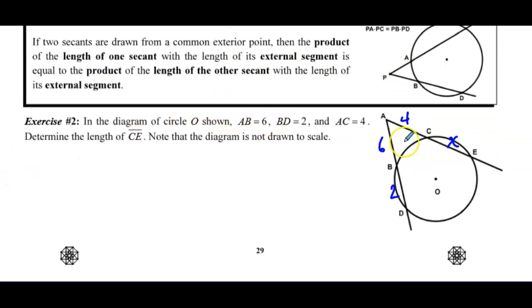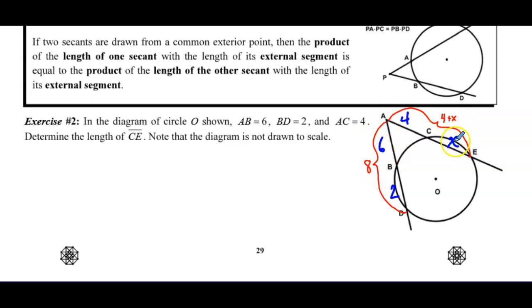Diagram of circle O, AB is 6, BD is 2. Got that labeled. AC is 4. Trying to figure out the length of CE. In order to use this theorem, I have to make sure that I total these up. We don't want to use 6 and 2. We want to use 6 and 8. And if there's one mistake that people make with secants, this is it. Do not use the parts, just use the outside and the total. So this one, the total would be 4 plus x.